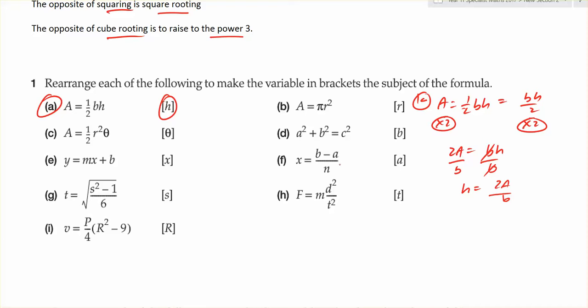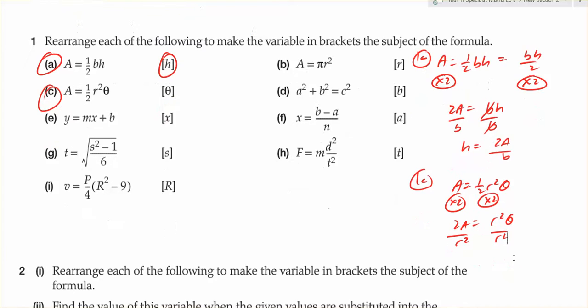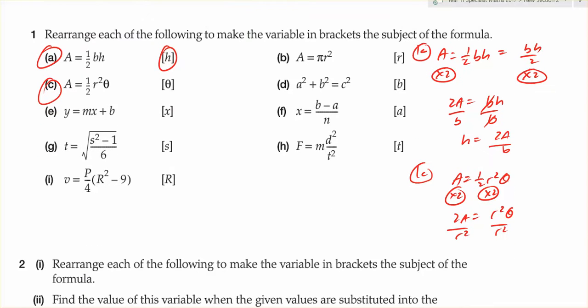Let's do question 1c. We've got A equals a half r squared theta. Again, we've got a divide by 2 because it's times by half, so we need to times by 2 because we want to make theta the subject. So we get 2A equals r squared theta. I can divide both sides by r squared to get rid of the r squared, because it's r squared times theta, so the opposite is divide by r squared. If we do that, we get theta equals 2A on r squared.